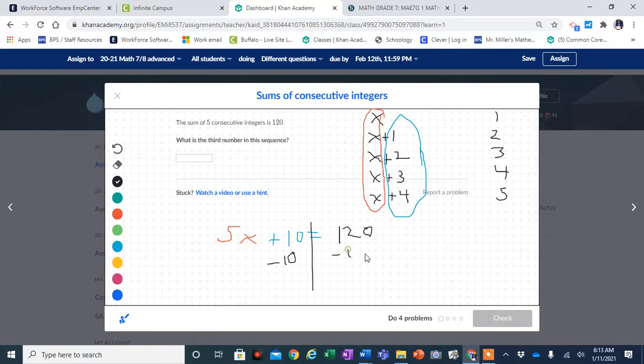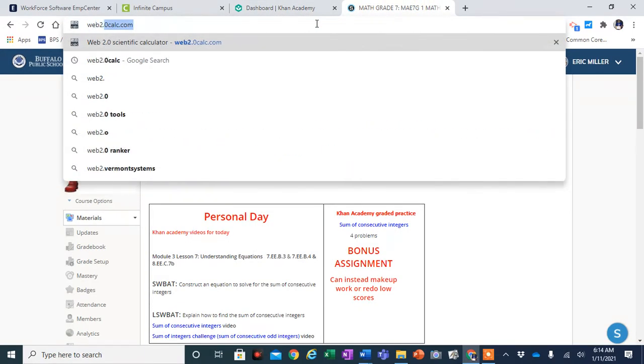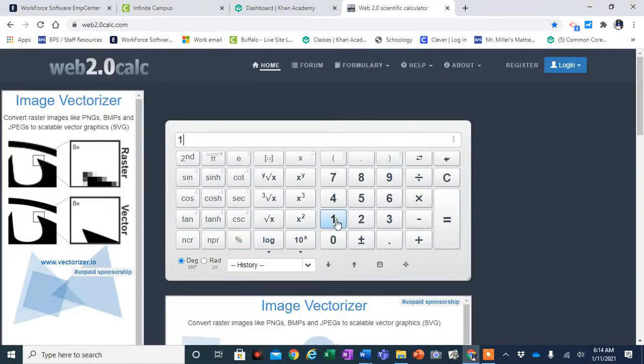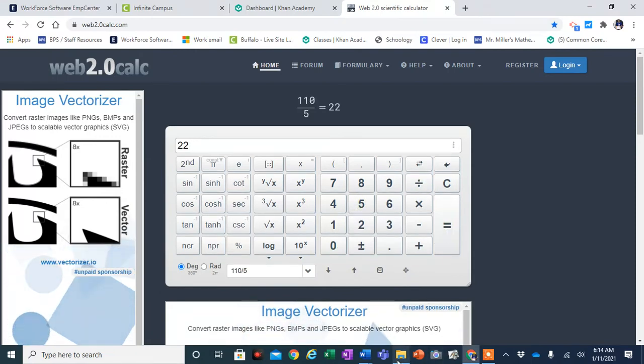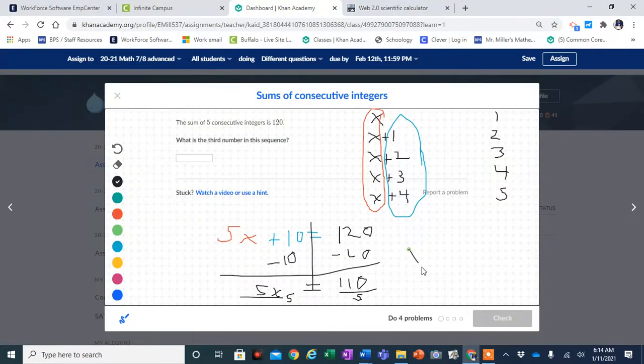So subtract 10, subtract 10. That would mean that this is 5x equals 110. We then divide by 5, divide by 5. I'm going to switch over to my web 2.0 calculator. So 110 divided by 5 is 22. That would mean that my answer here for x is equal to 22.